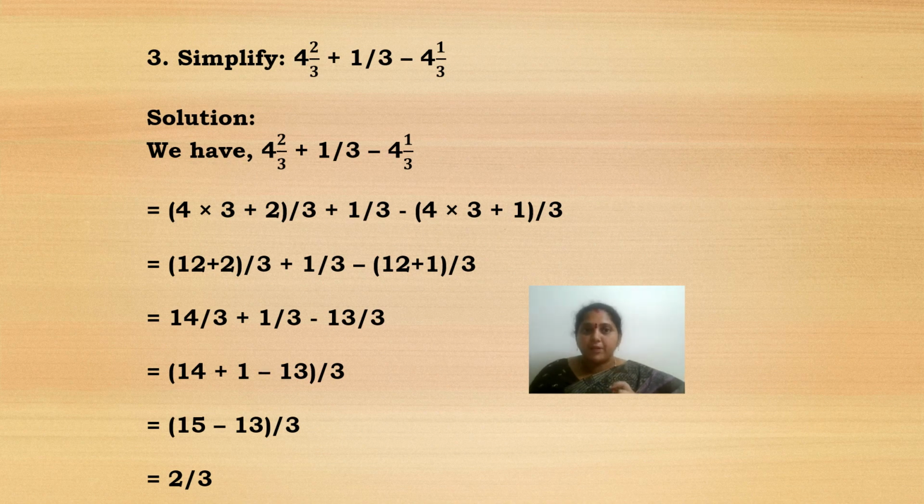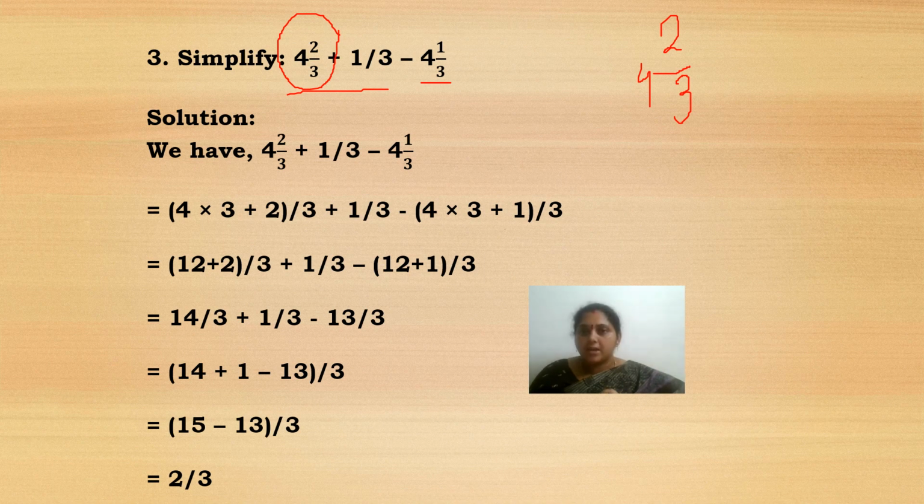Now simplify 4 2 by 3 plus 1 by 3 minus 4 1 by 3. Here these two are addition and this is subtraction. As I told you in addition, when you are seeing your mixed fraction, you have to convert that into a proper fraction or improper fraction. How to convert that also I have explained to you. How, Nana? For example, 2 by 3 I am taking. What do I have to do? Multiply denominator with the whole number plus numerator.